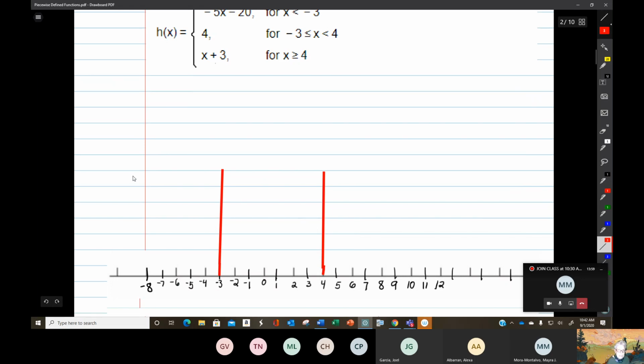Over here to the left of negative 3, h of x equals negative 5x minus 20. And between negative 3 and 4, h of x equals 4.